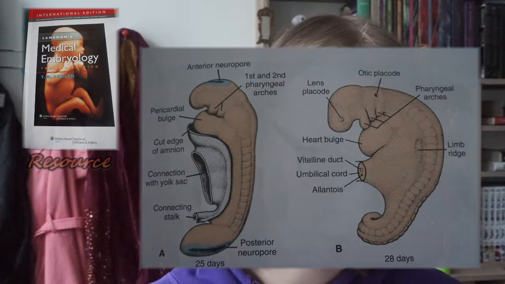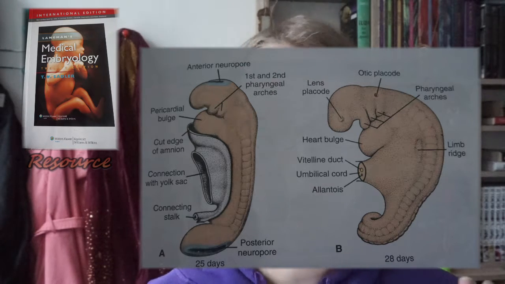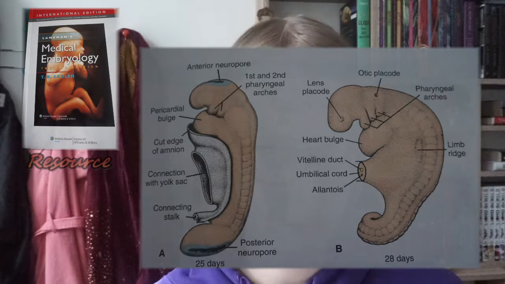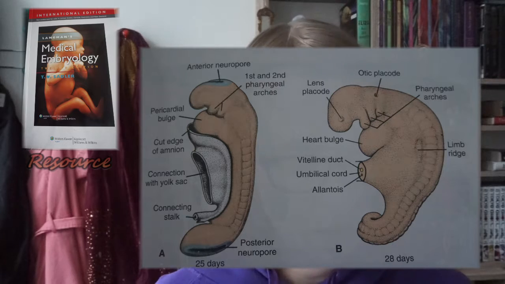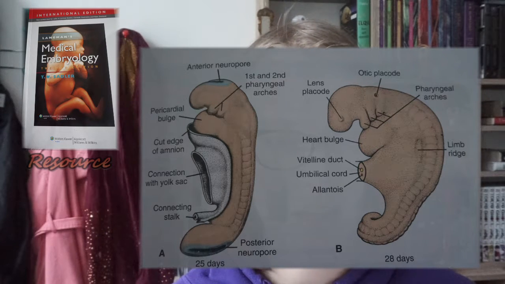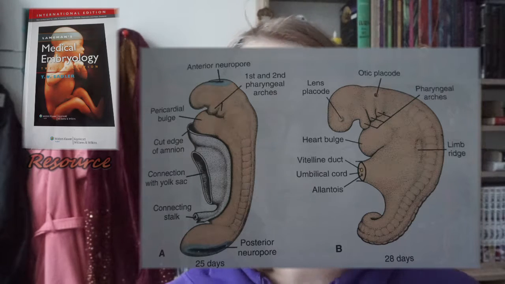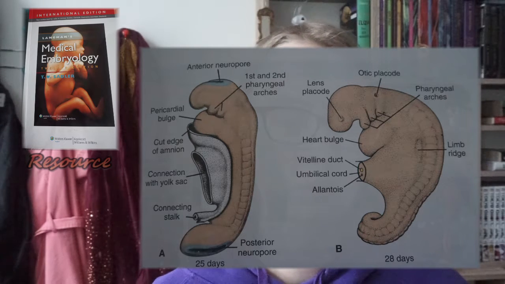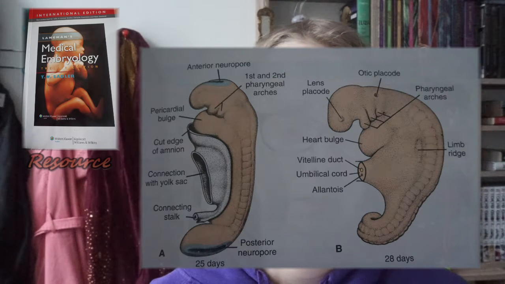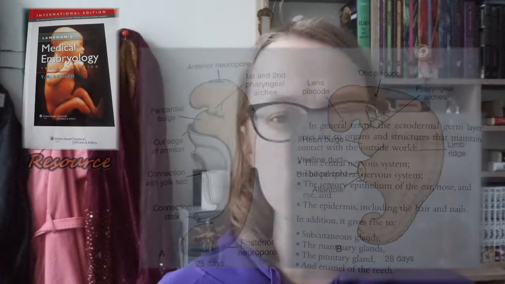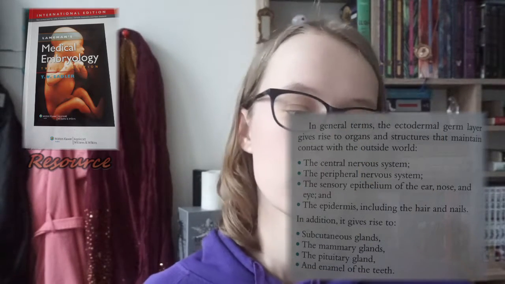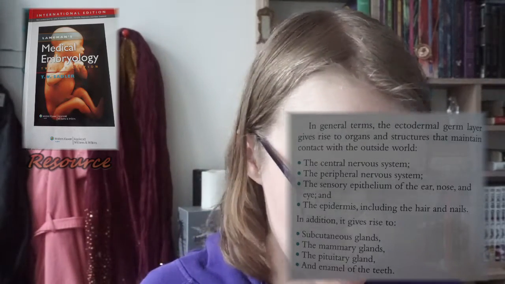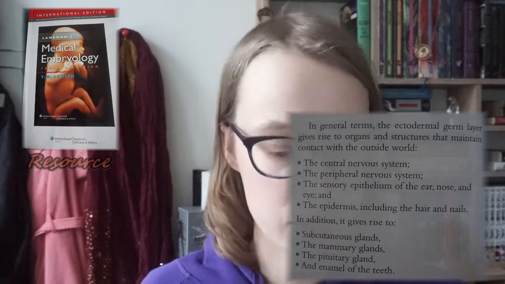It also includes the formation of sensory epithelial, so cell layers, of the eyes, ears and nose, and the top layer of the skin, including hair and nails. But also something that might be a little bit less obvious if you are talking about stuff that is in direct contact with the outside world: subcutaneous glands, which are glands directly under or not directly visible in the skin. I envision stuff like sweat glands and some excreted hormones, mammary glands, the pituitary gland, and the enamel of the teeth.